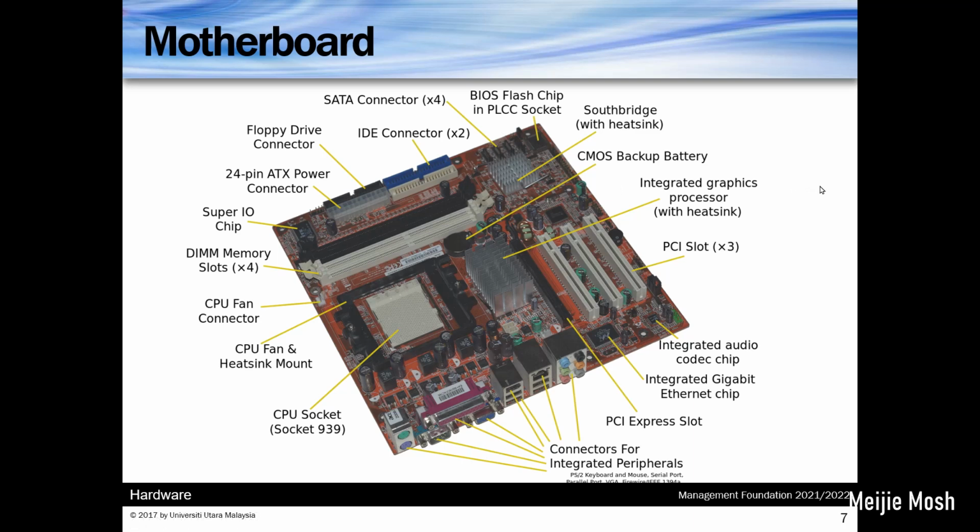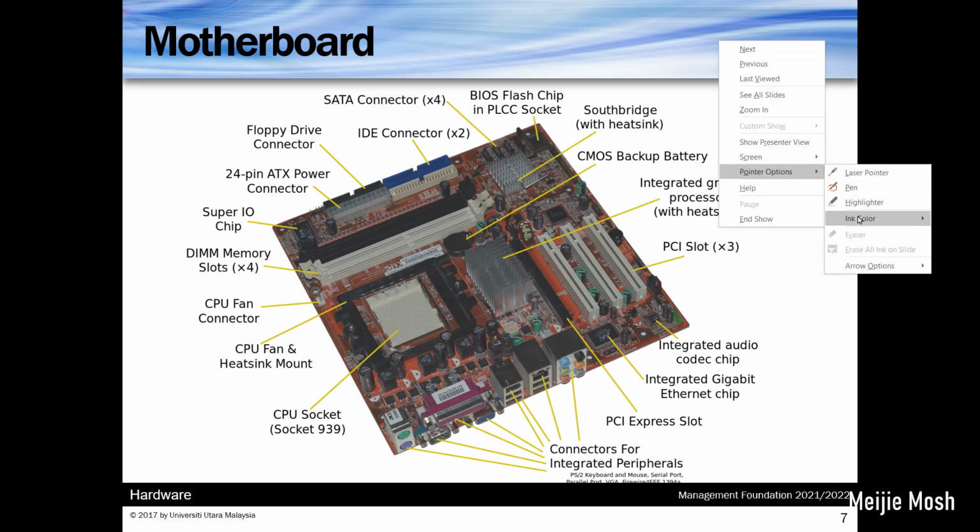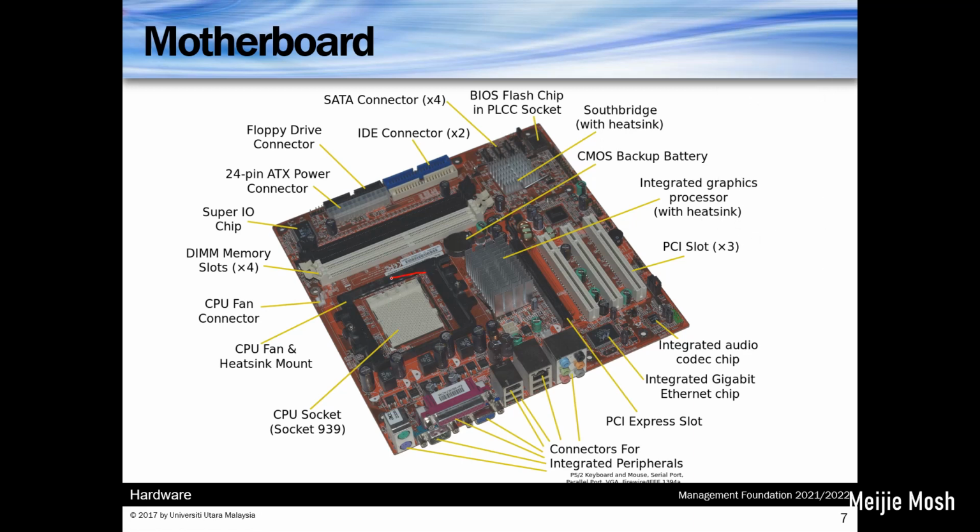Okay, so the motherboard contains ports to connect all of the internal components. It provides a socket for the CPU. It can have one socket, two or four CPU sockets. So this is an example of the CPU socket. This one.